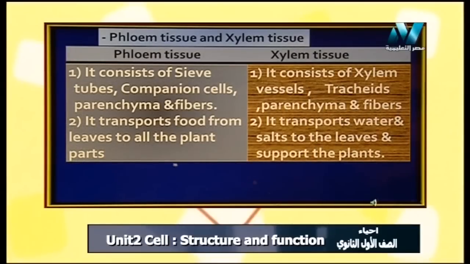The comparison between xylem and the phloem. The phloem consists of sieve tubes, companion cells, parenchyma, and fibers. But the xylem consists of vessels, tracheids, parenchyma, and fibers. The function of the phloem is to transport the food from the leaf to all the plant parts, but the xylem transports water and salts from the root to the leaf and supports the plant.